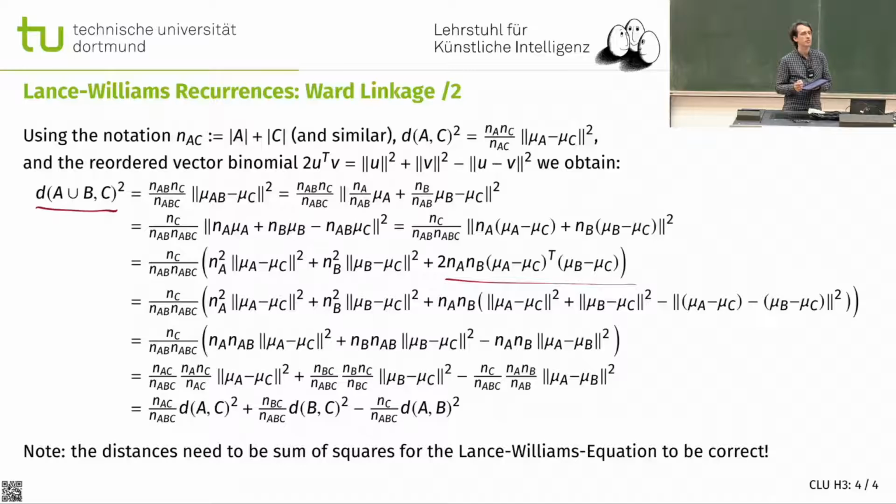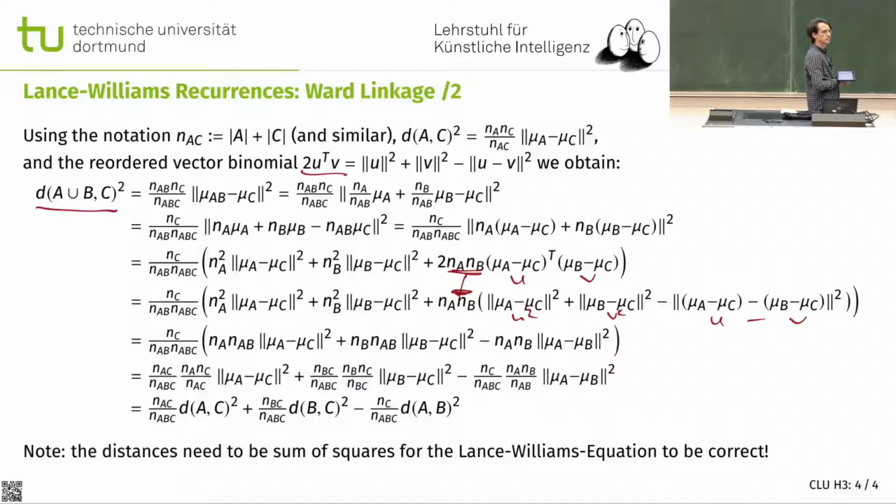But this term isn't that nice. So I'm now using the other direction. I'm now using this back substitution. And it doesn't have this NAB, so this remains. And this is now U and V. Two U transpose V. So I have U squared, V squared, and this is U minus V. Now this U minus V term back there looks ugly. But these cancel out. That's minus mu C minus minus mu C, so it's minus mu C plus mu C, that's zero. So this disappears.